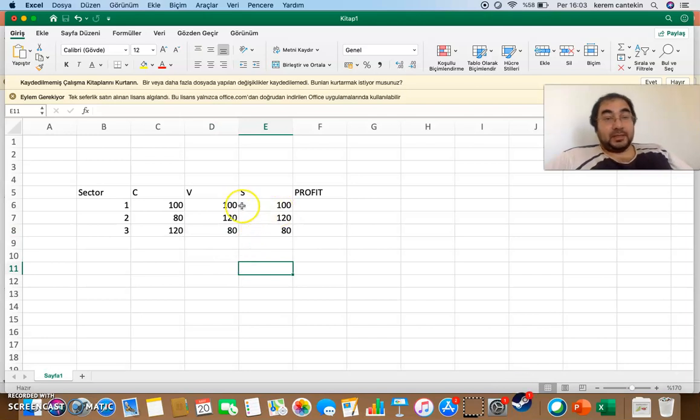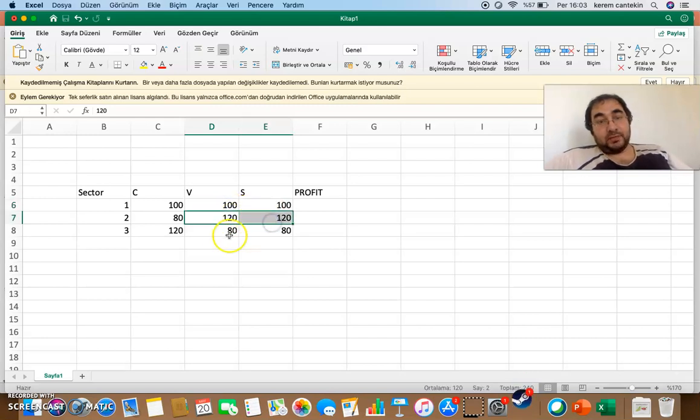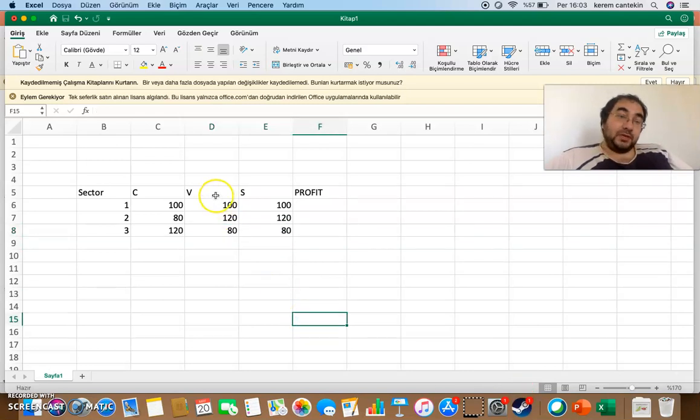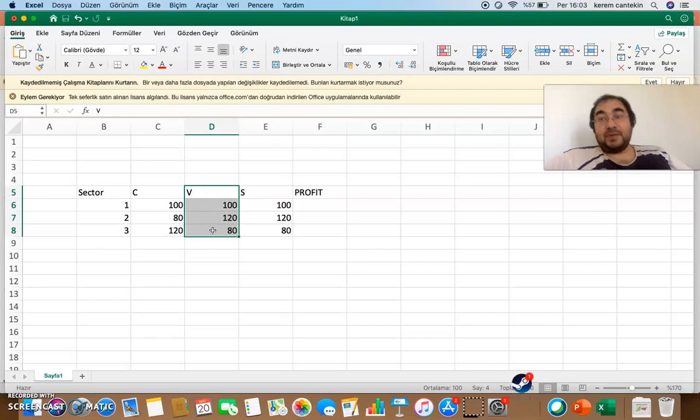Basically, the value created by the workers in sector 1 is 200, in sector 2 240, and in sector 3 160. But from the perspective of the capitalists, the value they pay for the workers is 100 in sector 1, 120 in sector 2, and 180 in sector 3.